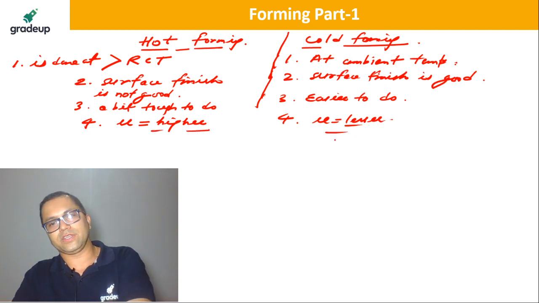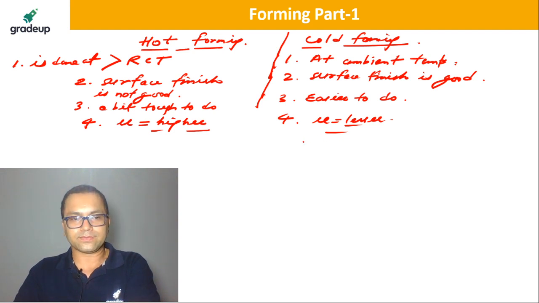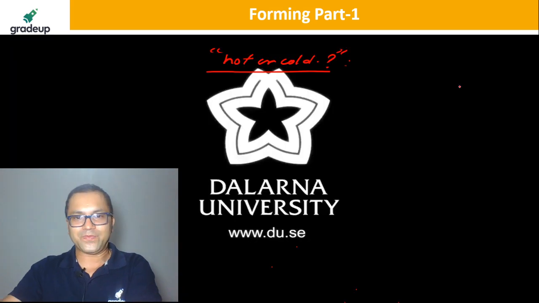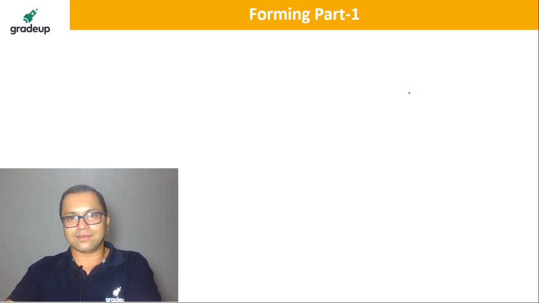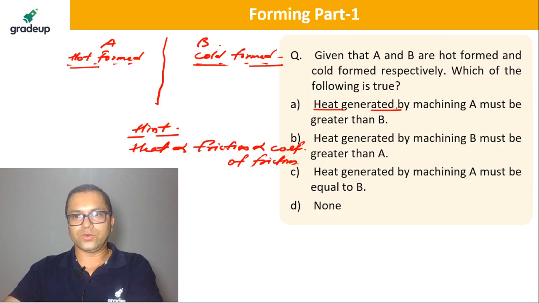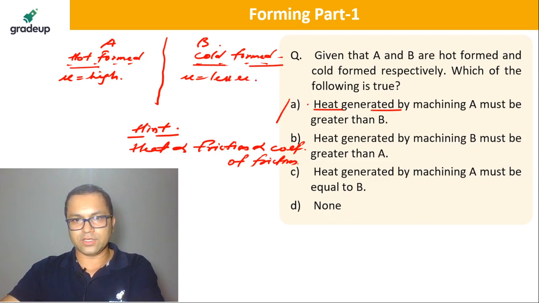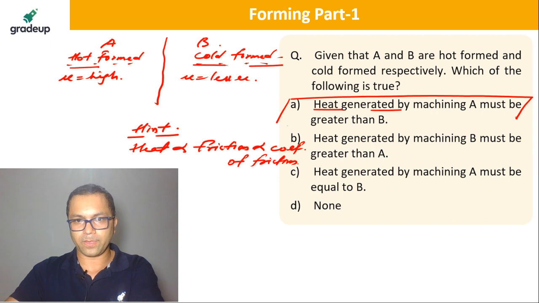So which option do you think we have? Yes, now you're getting this. Are you getting this, guys? So mu for A should be higher. Mu is higher for hot formed material and mu is lesser for cold formed material. So the heat generated by machining A must be greater than B. So this is how it should be, and A should be the option.